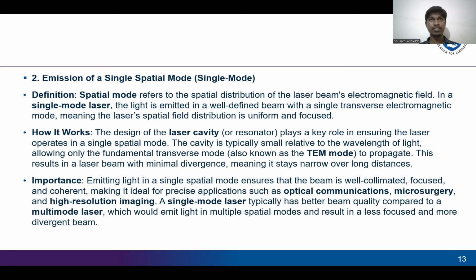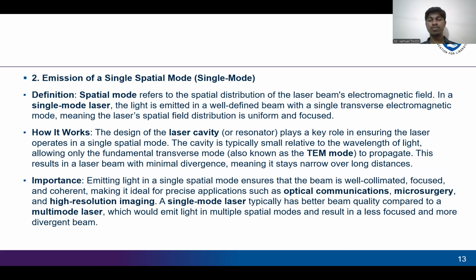Emission of a single spatial mode. Spatial mode refers to the spatial distribution of the laser beam's electromagnetic field. In a single mode laser, the light is emitted in a well-defined beam with a single transverse electromagnetic mode, meaning the laser's spatial field distribution is uniform and focused. How it works: the laser cavity, or the resonator, plays a key role in ensuring the laser operates in a single spatial mode.